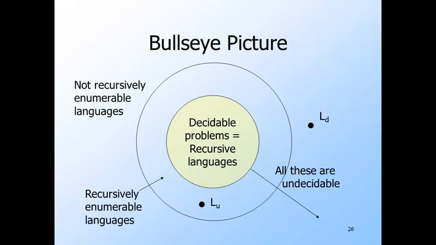So here is our improved version of the universe of languages. We still have the decidable problems, or equivalently recursive languages, in the center. Outside, there are 2 kinds of undecidable problems. The second ring is the languages that are recursively enumerable but not recursive. We now have a concrete example of such a problem, L sub u, the universal Turing machine language. And beyond that is the not recursively enumerable languages, of which we have one concrete example, L sub d.